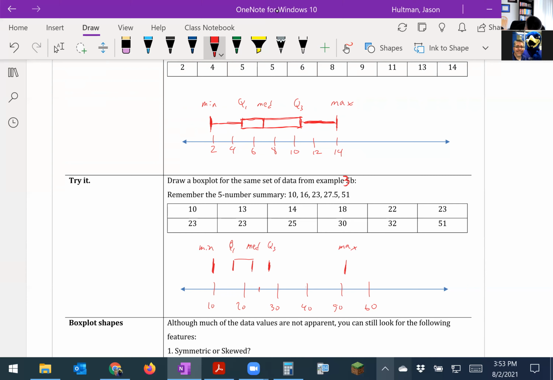Right, and so we want to draw a box between Q1 and Q3. We want to box Q1 to Q3, and then we want to draw our whiskers.